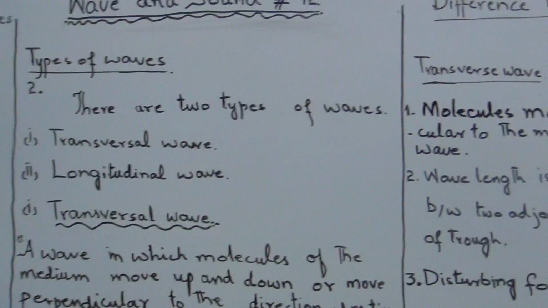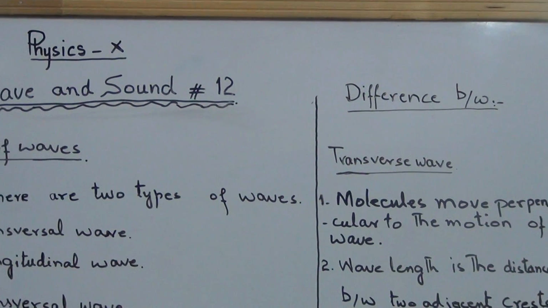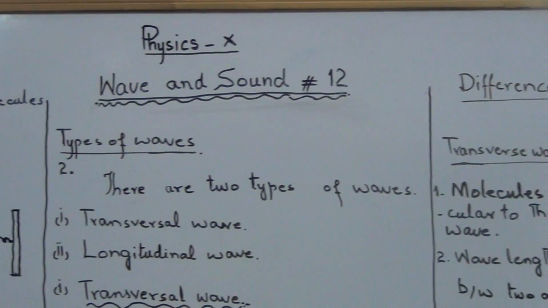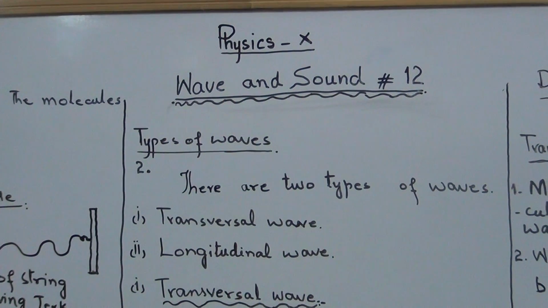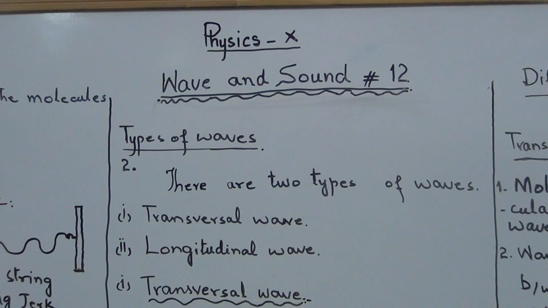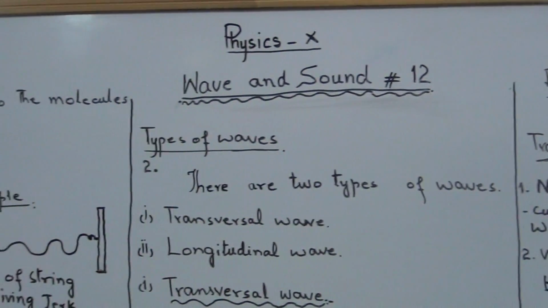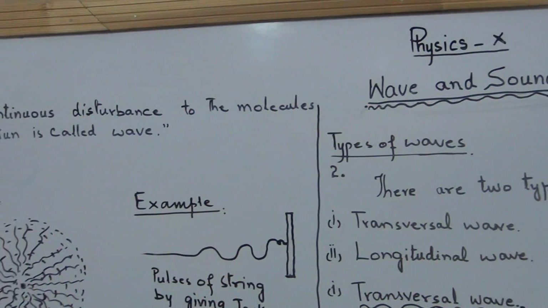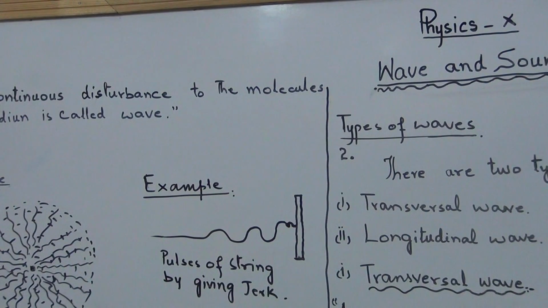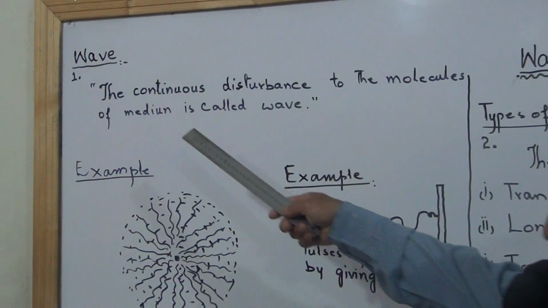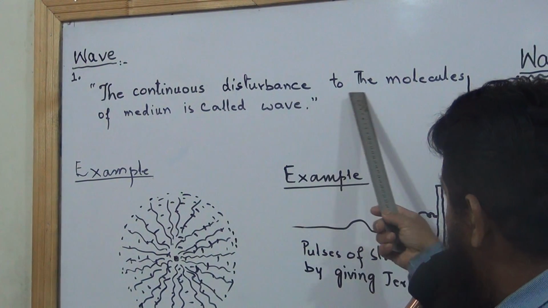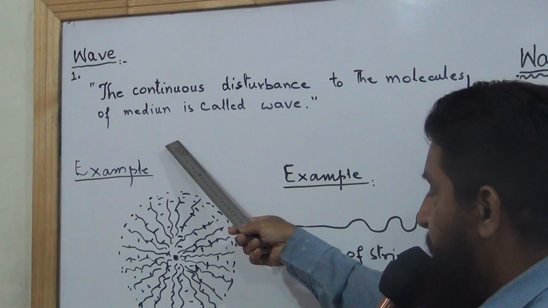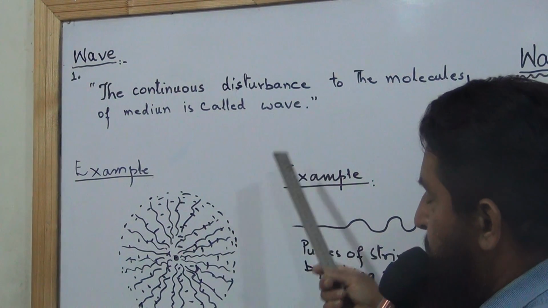Okay, dear student, welcome. We are going to study chapter 12 of physics, class 10, Wave and Sound. First of all, we have to understand wave. What is a wave? We can define it: the continuous disturbance to the molecules of the medium is called a wave.